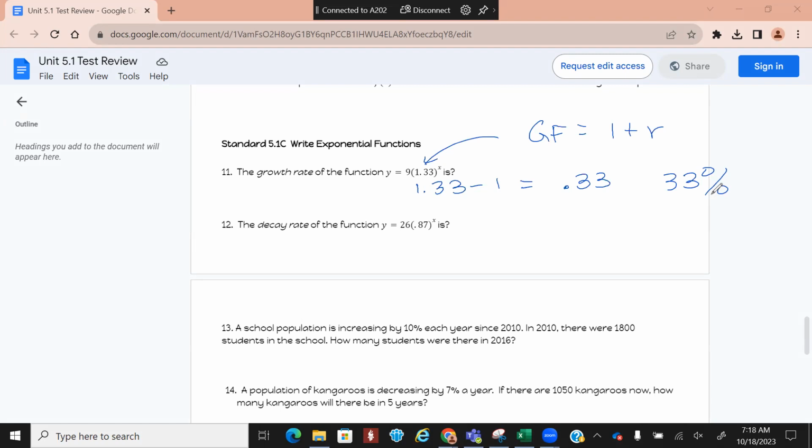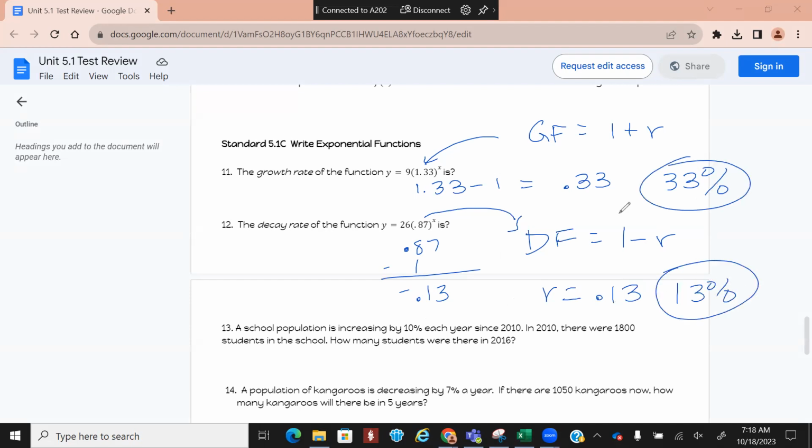This one is a little different. So the decay factor would be 1 minus R, right? And that's what's right here. So in order to figure out what the decay factor is, we're going to take 0.87 and we're going to subtract 1 from it. That would give us negative 0.13. We would divide by that negative. So our rate would be 0.13 or 13%.